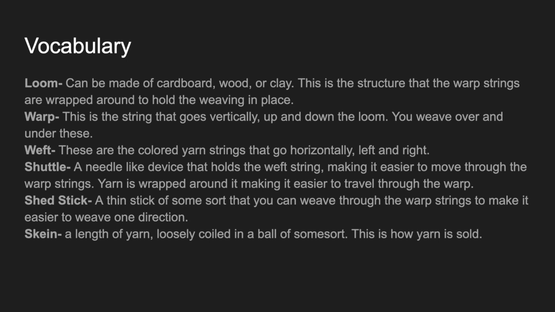The shuttle is a needle-like device that you're going to make out of cardboard that you can wrap the string around and go over, under the warp strings. There's a shed stick that you're going to get, which is another piece of cardboard that's only about 1 inch wide, and you can use this in one direction to make weaving over under easier because you will just kind of flip it and create a gap within. And then the skein is the ball of yarn.